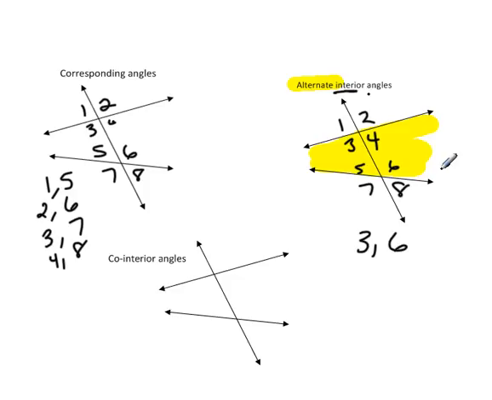So what would the other set of alternate interior angles be? Well, that would be angle 4 and angle 5. So they're on alternate sides of the transversal, and they're inside the two main lines.